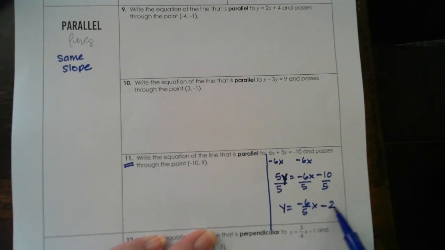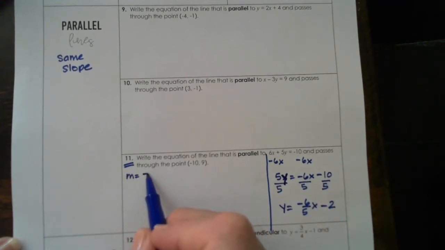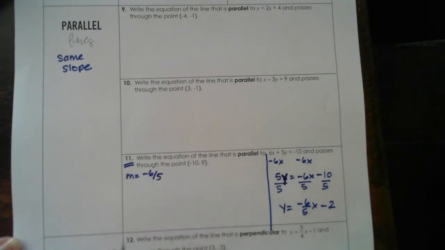I don't even really care a whole lot about what the y-intercept is, but this is my slope. So I know that for this equation, the slope is negative 6/5, because I want the same slope.